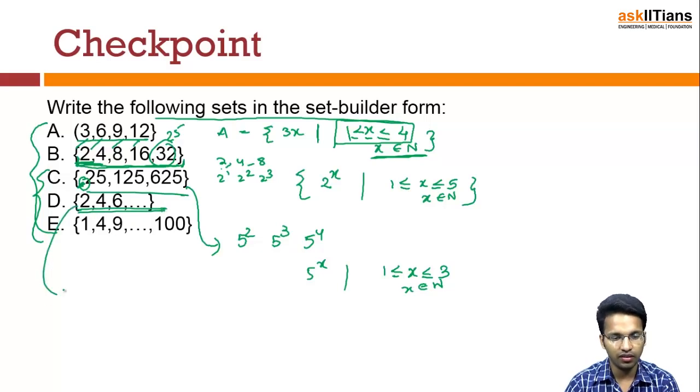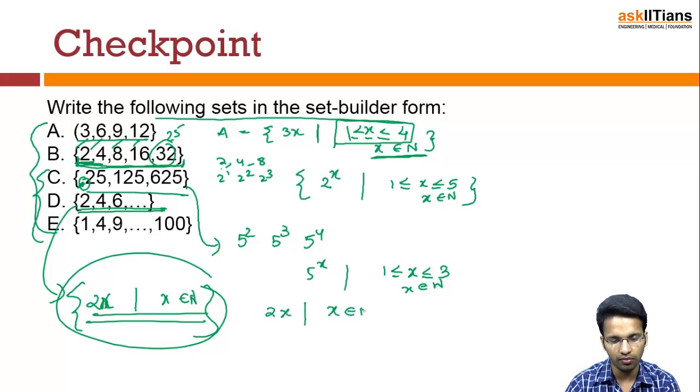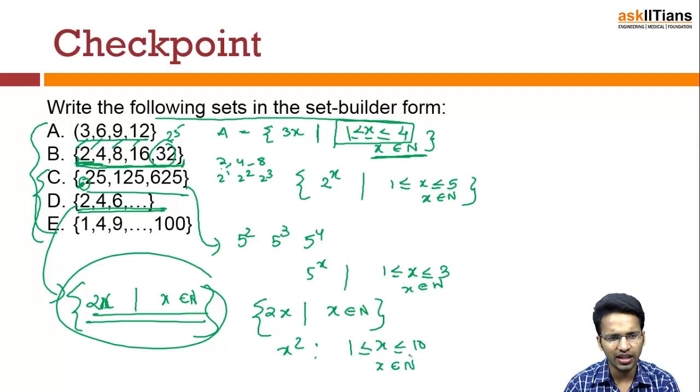Now this is very interesting. For this, those who are able to figure out, this is just 2n or 2x, where x belongs to natural numbers. That's why this is very useful. You're not listing all the elements, you're just applying the condition. I'll write it neatly again: this is 2x such that x belongs to natural numbers. The last one is again x square, where x is 1 to 10 and x belongs to natural numbers. So this part was quite easy, I guess.